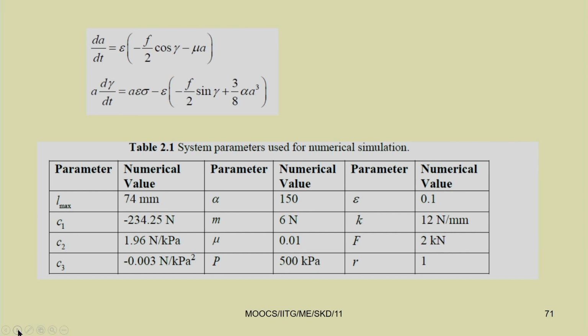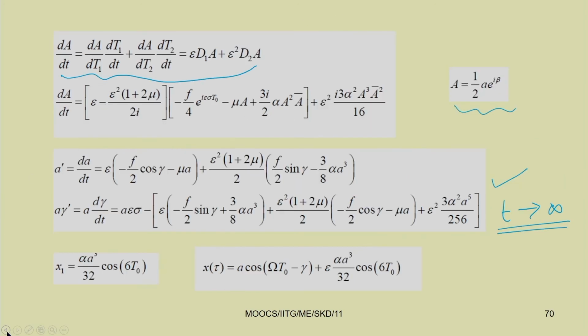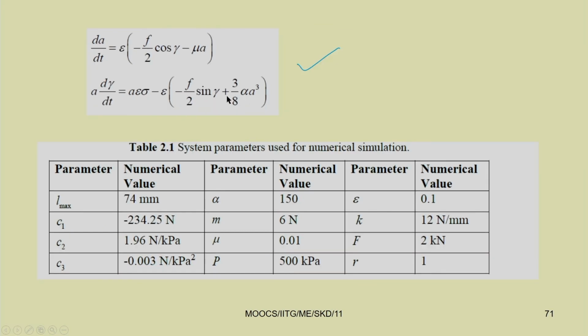If you take the first order solution, it will be simplified to dA/dt equal to epsilon into minus f by 2 cos gamma minus mu a, and a d gamma/dt equal to a epsilon sigma minus epsilon into minus f by 2 sin gamma plus 3 by 8 alpha a cube. When you are taking higher order, you get additional terms, but if you are taking only first order, then you get a simplified equation.